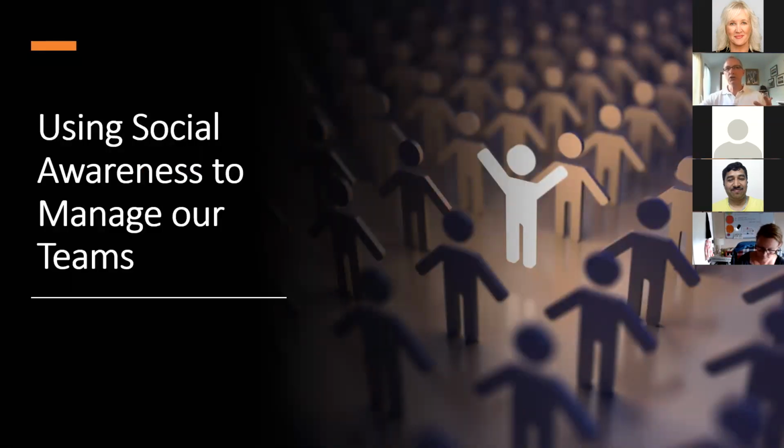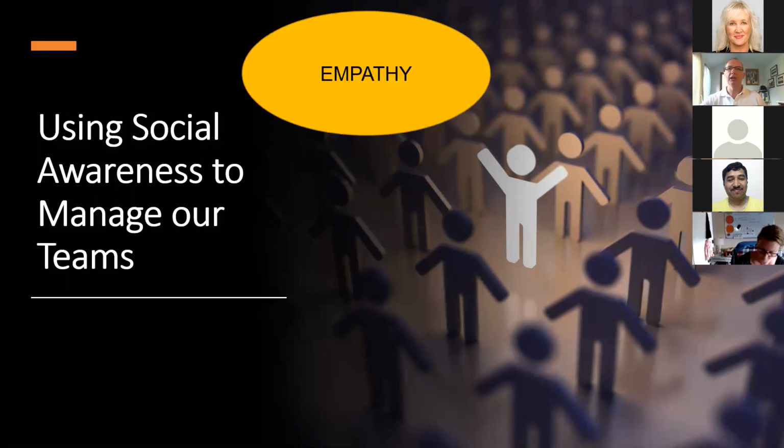So using social awareness to manage your teams then. What do we mean by that? What do we mean by social awareness? And this is where Daniel Goleman talks in depth about empathy. This whole thing about understanding another person's emotions, understanding another person's needs and their concerns. You'll only be able to do this if we engage with our teams. We engage with each of our members of teams.